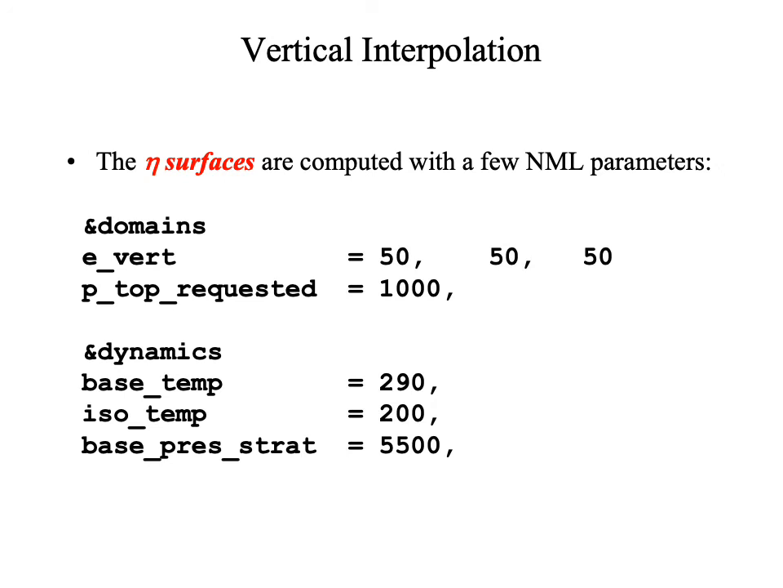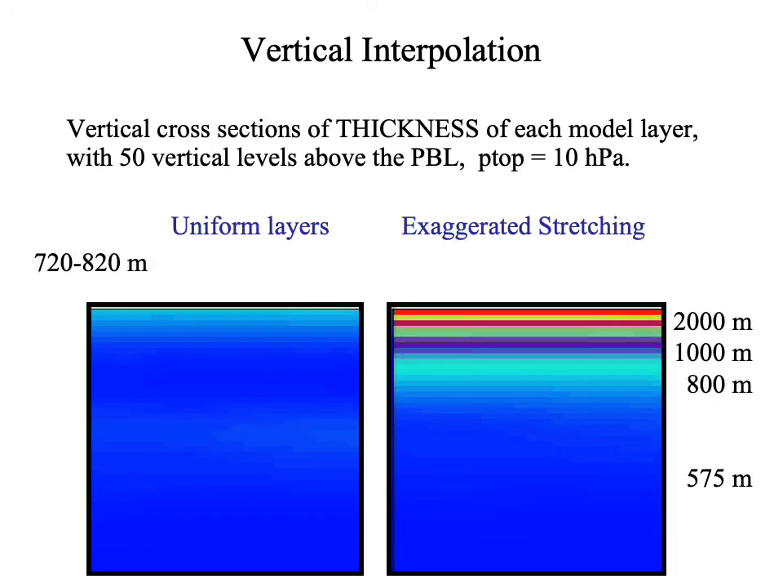A user can provide their own set of eta levels. What is the concern is that there is not a uniformity of the layer thickness. On the left-hand side is what we would like to see. This is a cross-section of the thickness of the eta layers as we go from the surface up to the model lid. And they're all about the same color because they're all about the same thickness, between 700 and 800 meters. Entirely reasonable above the boundary layer.